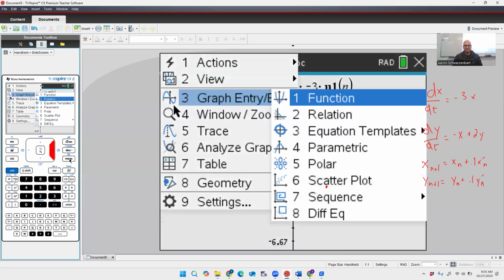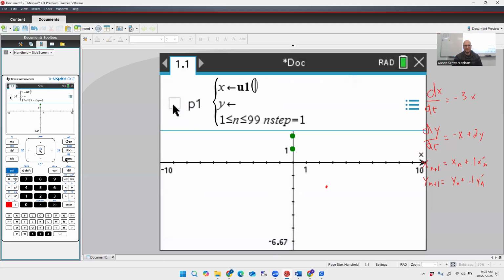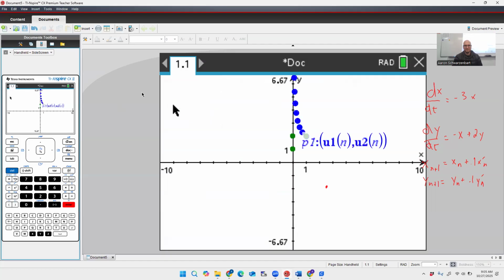Now I'm going to go to graph entry, edit sequence again. And this is the custom option. U1 of n is my x. U2 of n is my y, and I still want it to be 0 to 40. See how it's going there? I wasn't asked to approximate it, I'm asked to make a sketch. And it just gave me essentially my sketch. Connect the dots. Okay.